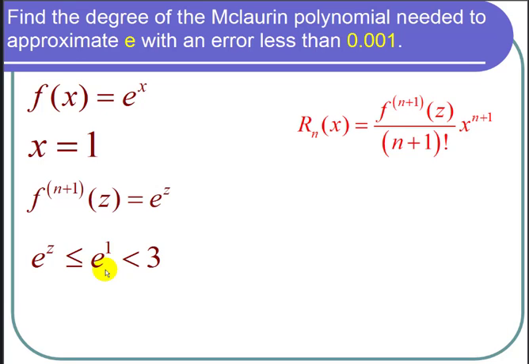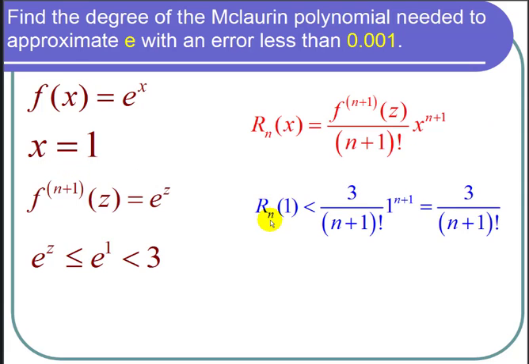So now let's plug in. We know that the n plus first derivative evaluated at z is less than 3. We know that x is 1, which is what we're looking at. So we can say that our remainder, or our error, is less than 3 divided by n plus 1 factorial times 1 to the n plus 1. And that's just 3 over n plus 1 factorial.